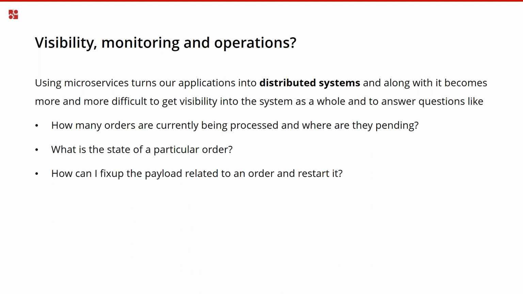How can I fix up the payload of an order that is pending somewhere and cannot continue because data is broken? Where can I go to fix this up and then restart this order and make sure it further processes its next steps?